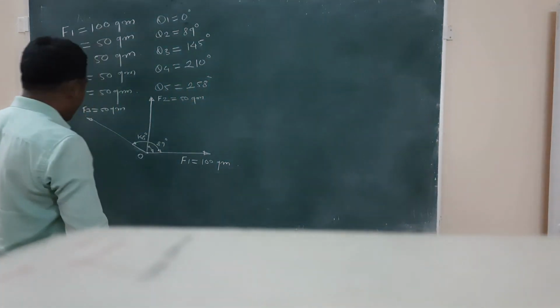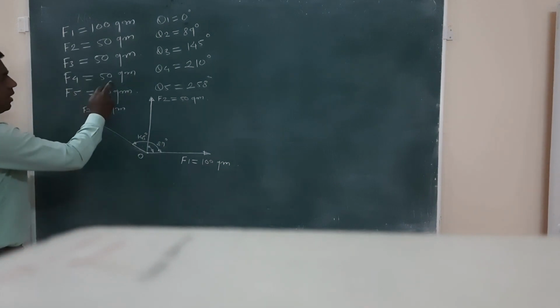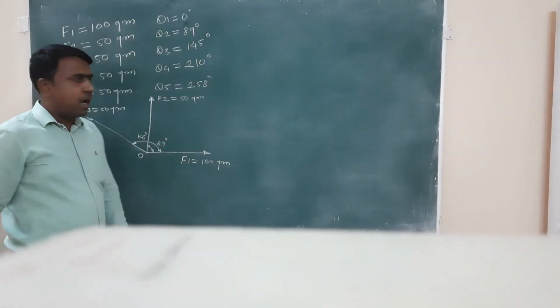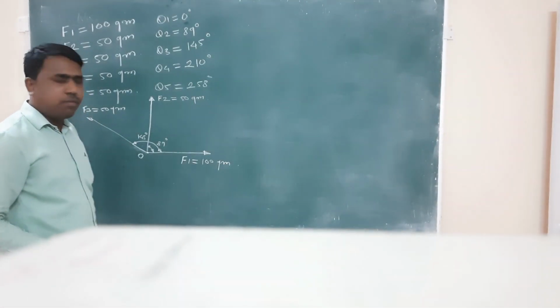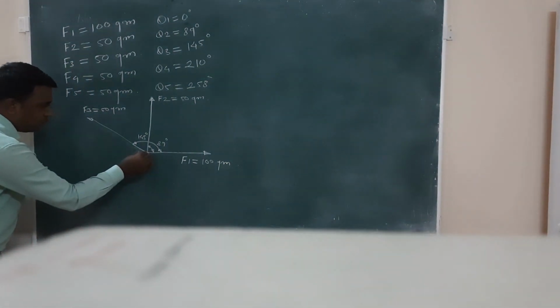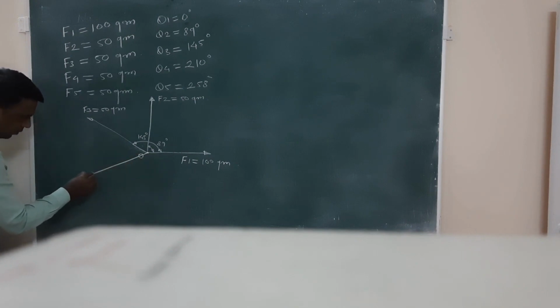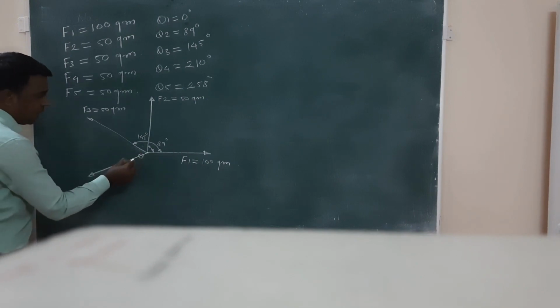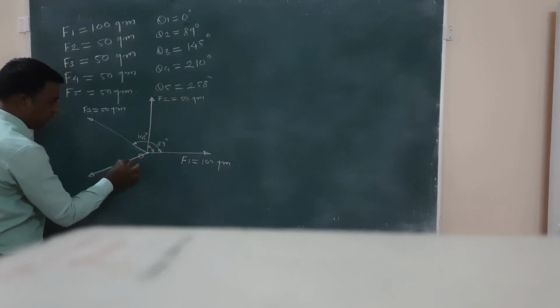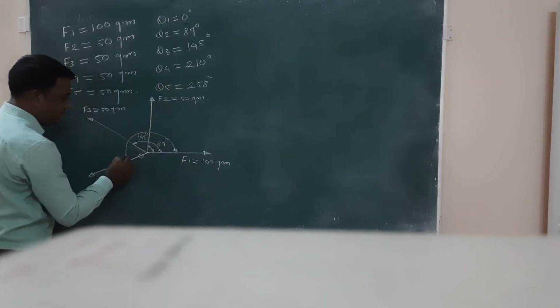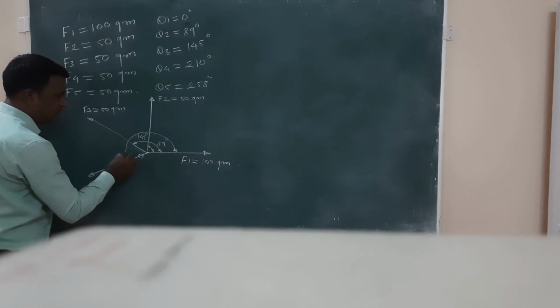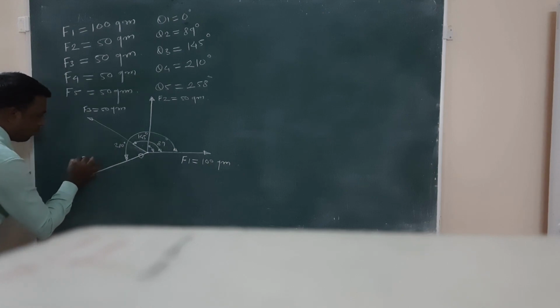Okay. So the next force is F4, having the magnitude of 50 gram, and theta 4 is 210 degree. So draw the next line which has the angle of 210 degree. This is our F4, and this 210 degree is with respect to the first line, with respect to F1. F4 is given as 50 gram.